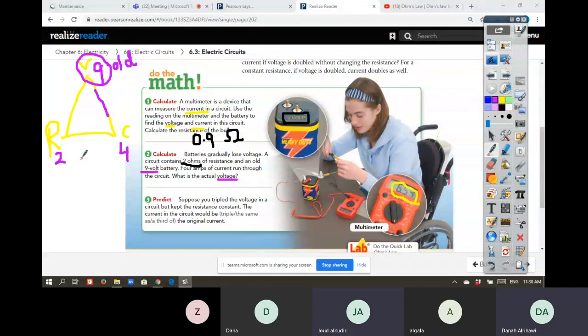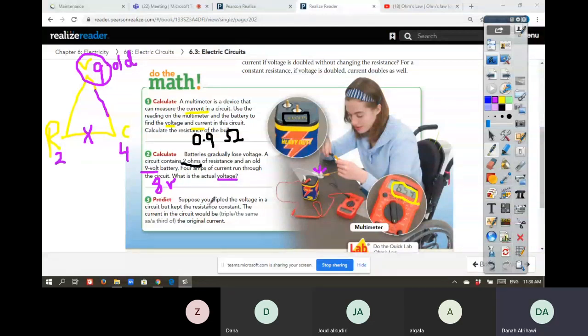Yes, please. Multiply 4 by 2. So I will multiply 4 by 2. It will be 8 volts. So it was 9 volts and now it becomes 8 volts because I use it. The energy inside it, the volt, as we say, is the potential energy in the battery, which is used to make this light on.